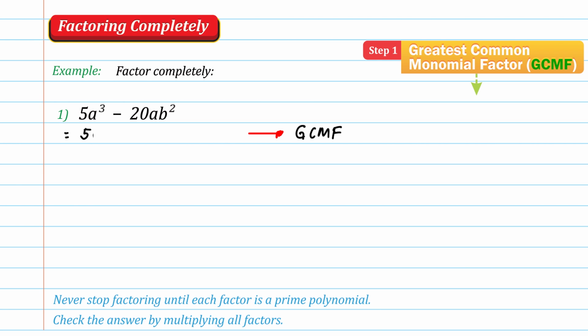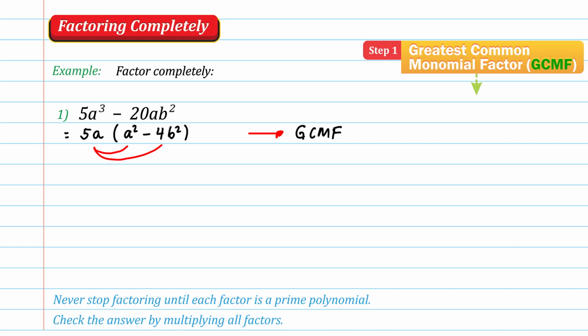And looking at our literal coefficients, A is a common variable, while B is not. So, yun na yung GCF. You factor that out, resulting to a factored form of 5a, that's the common monomial factor, times the quantity a squared minus 4b squared. You can check, of course, by distributing 5a.